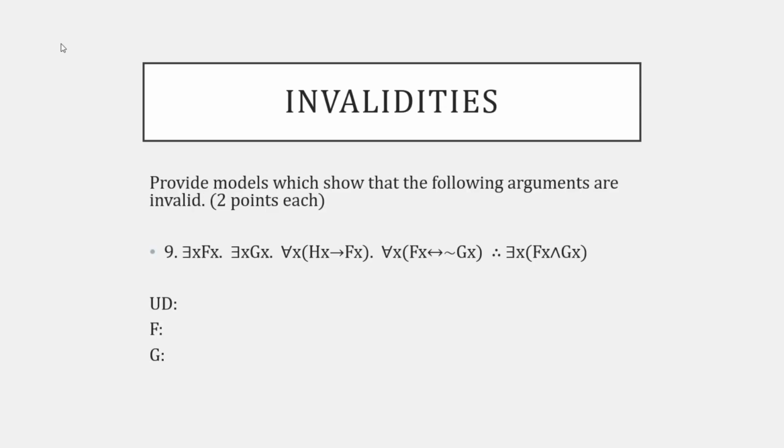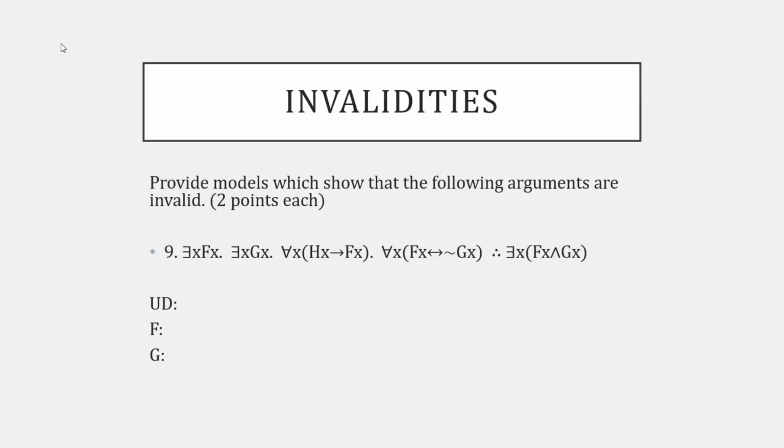Okay, so here's what your invalidities are going to look like. There's a few invalidities, 2 points apiece, and what I'm going to give you is an argument in normal form, and then a little thing that says UD and a little thing for each of the predicates. Your job is just to fill in what the universe of discourse is and what should go under the predicates. So this is exactly the form that it will take on the exam. Let's work through this example quickly.